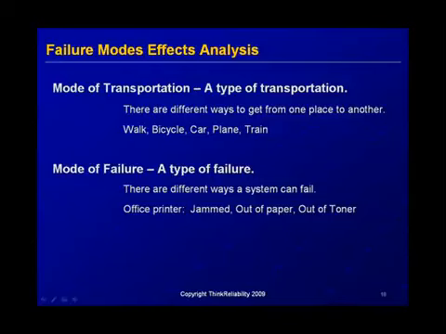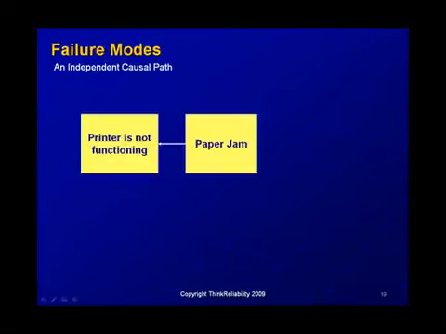So the example I used was the printer in your office. It could jam, or it could be out of paper, or it could be out of toner. Those are different ways the printer could fail, which are different failure modes. There are different ways that it could fail. So that's all a failure mode is, a way something can fail, or a type of failure.